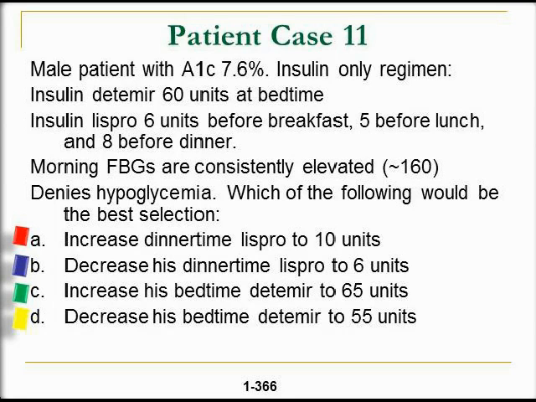Here we have patient case 11. And you go, what happened to patient case 8, 9, 10? We're going to come back to those. Don't worry about it. We have an A1C of 7.6 in a male patient.